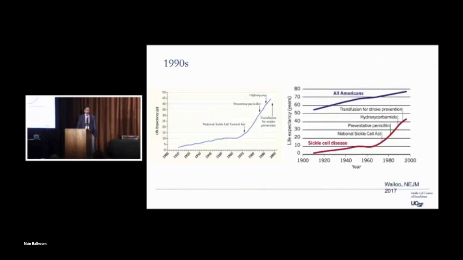Keith Wailoo published this graph on the left side in his New England Journal article showing just how life expectancy improved over time, and the National Sickle Cell Control Act was a huge catalyst for improvement in life expectancy, and then the 90s were even more important. However, when you contrast this with the life expectancy for all Americans, despite this really amazing increase in survival, it's nowhere near what age-controlled matches are for people without sickle cell, and so I think we have a lot of room to grow here.